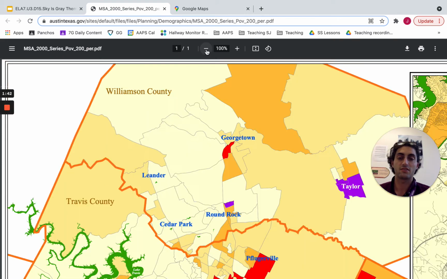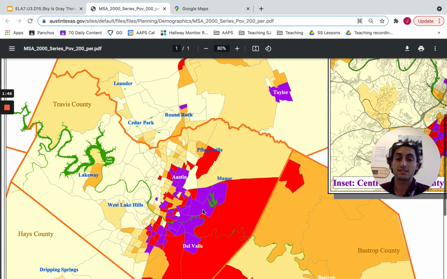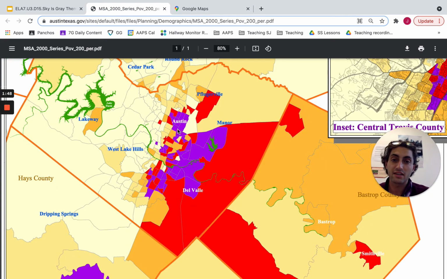Sorry, got a little too excited. If we look at Austin, we can see that clearly one side of Austin has a lot more purple, a lot more lower income neighborhoods than the other side. Now you might be thinking, well, I don't remember there being many train tracks in Austin, or at least I don't really know where the train tracks are.